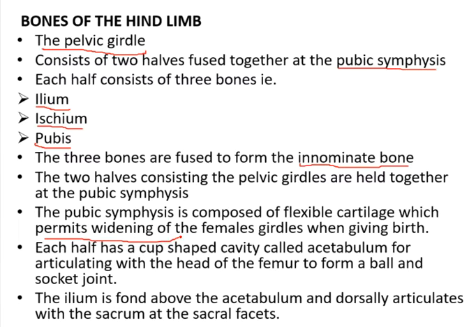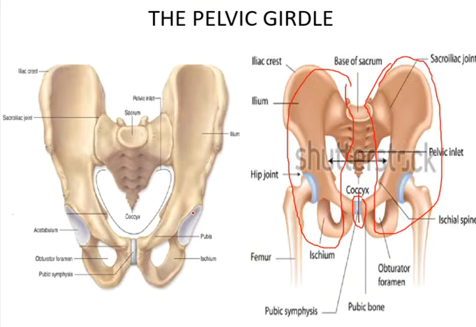and this is assisted by the hormone relaxin, which enables the relaxing of that pelvic girdle. Then each half has a cup-shaped cavity called the acetabulum. And the acetabulum is for articulating the head of the femur to form a ball and socket joint. We have the cup-shaped acetabulum here, and this cup-shaped cavity articulates with the head of the femur.